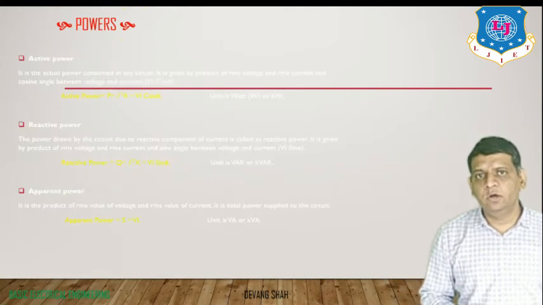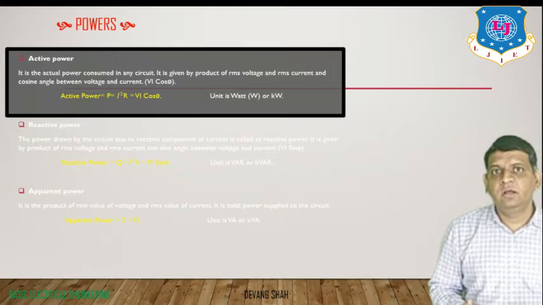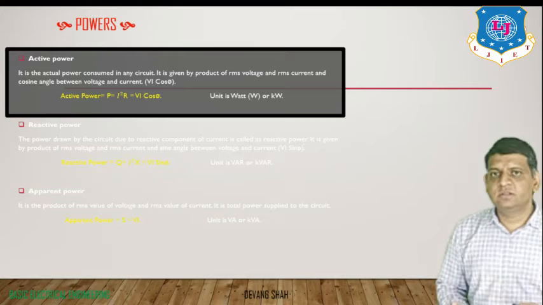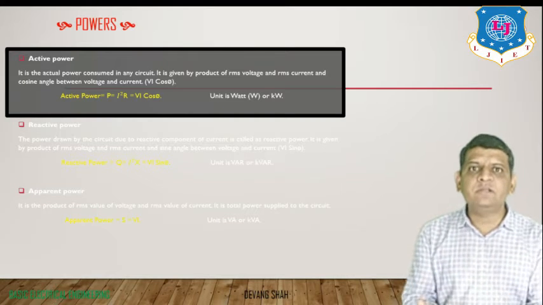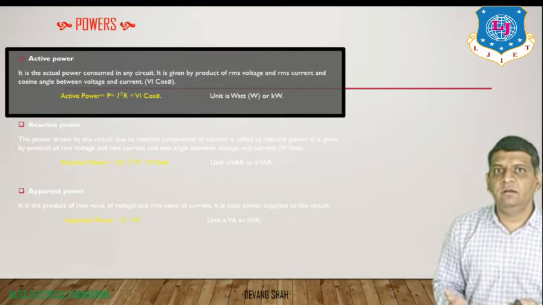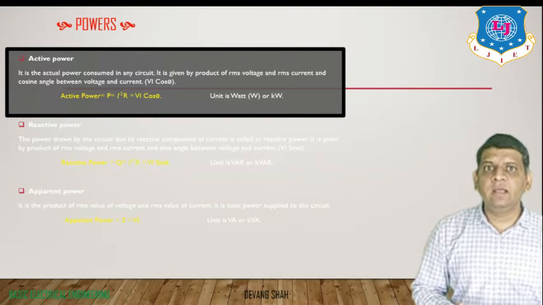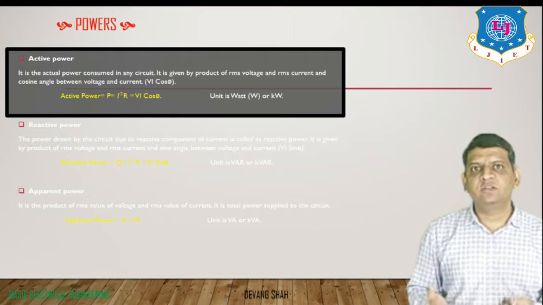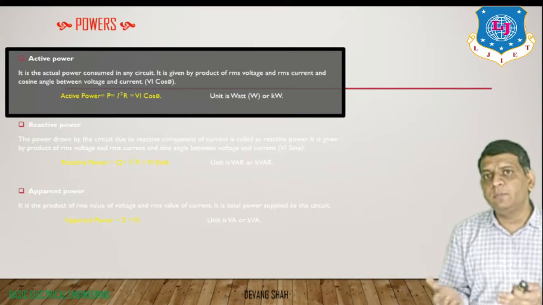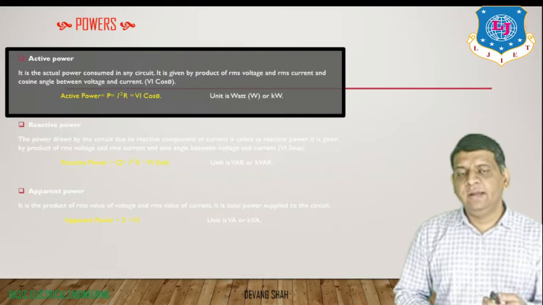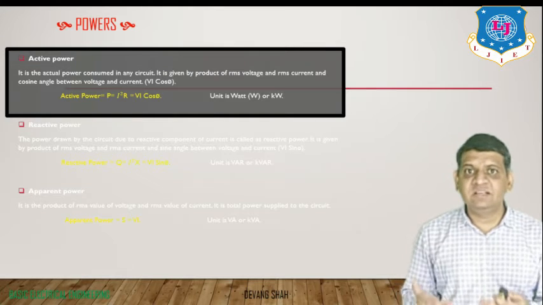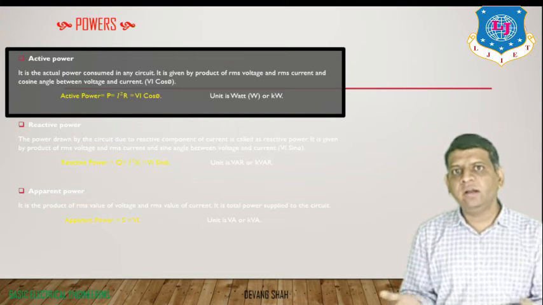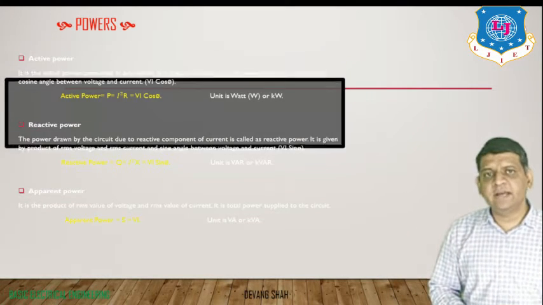Now let us discuss individually what real power is. From this you can understand that real power is nothing but the active power consumed by any circuit, right? It is the product of RMS voltage, RMS current and the cosine of the angle between the voltage and current, that is VI cos phi. So I can write the active power P is equal to VI cos phi, and since it is a real power, the unit of this power is either watt or kilowatt, right?